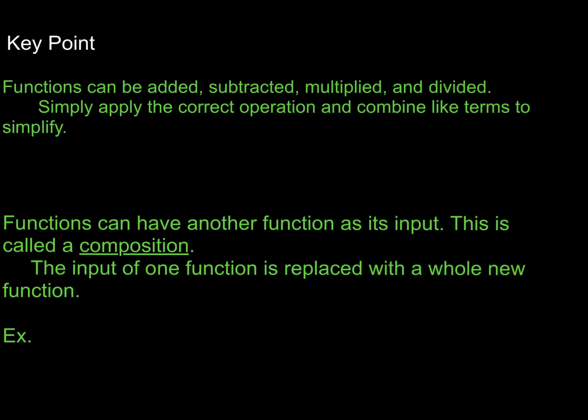The last part, part C, is what's called a composition. So functions can have another function as its input. This is called a composition. That's what we saw. The input of one function is replaced with a whole new function. Okay? So let's take a look at an example.